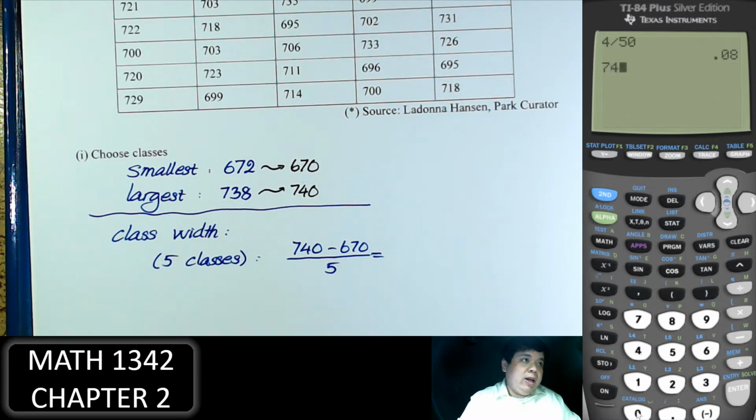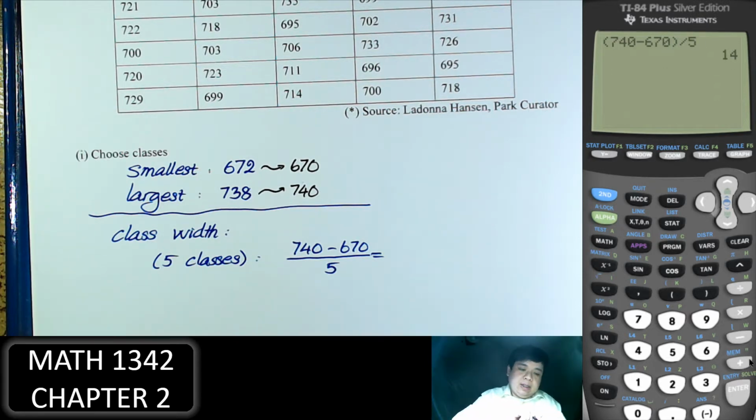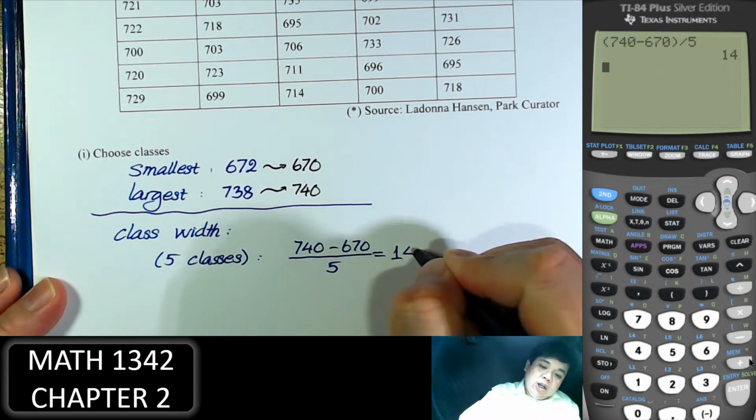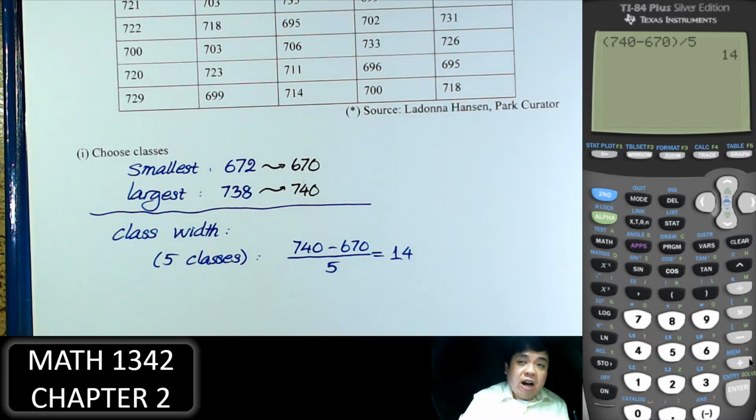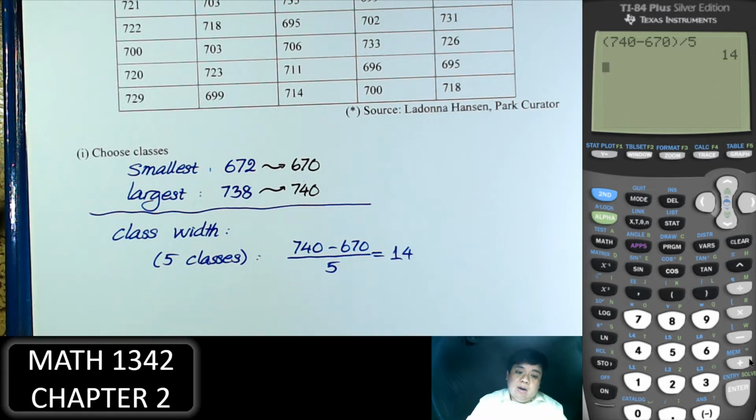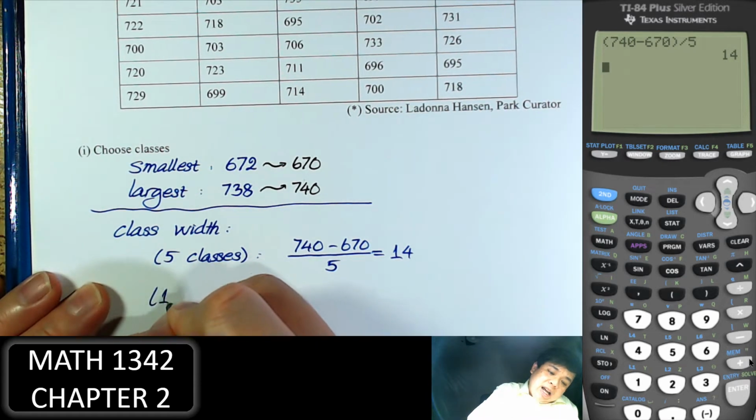740 minus 670. If you hit divide by 5 directly, that would be wrong. So ideally, we just want to say 740 minus 670 in parentheses, divided by 5. So the class width is 14. So if we start from 670, we add 14 repeatedly to get the lower limits. Right. Now let's say we have 10 classes.